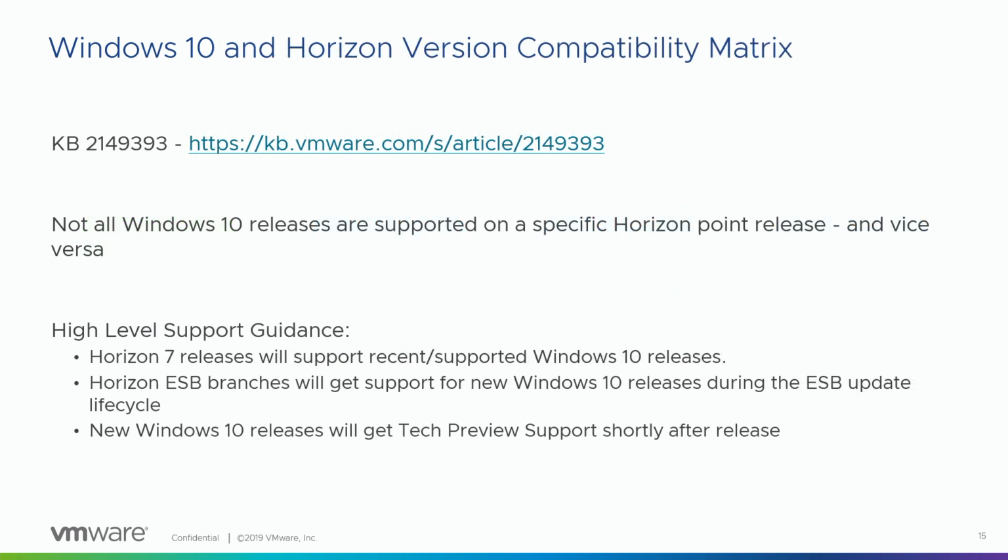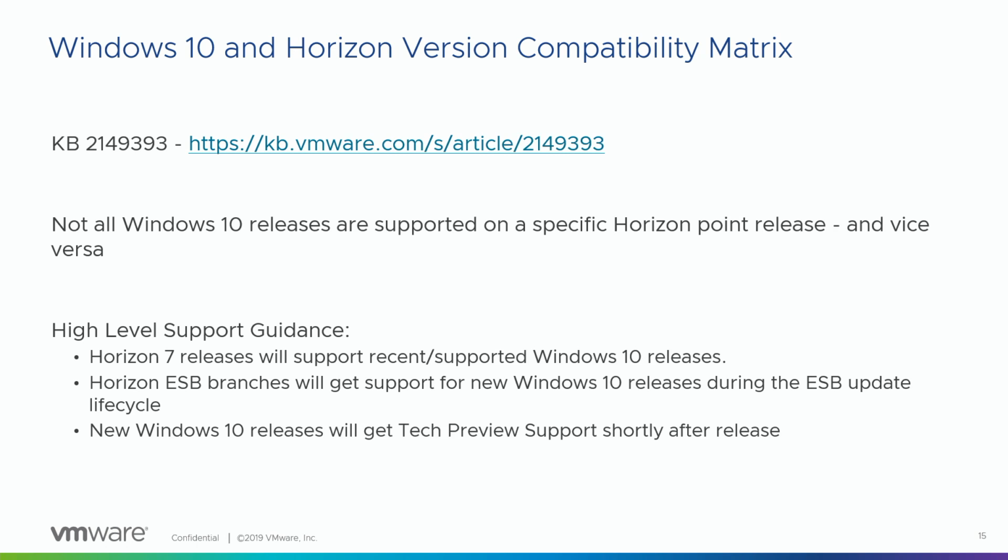So we do have a compatibility matrix for Horizon and Windows versions, KB 2149393. Now just realize that not all Windows 10 releases are supported on a specific Horizon point release and vice versa. So for Horizon 7 and Horizon 8, we will support recent and supported Windows 10 releases. If you are using an extended service branch release, you will get support for new Horizon 10 releases during the ESB update lifecycle.